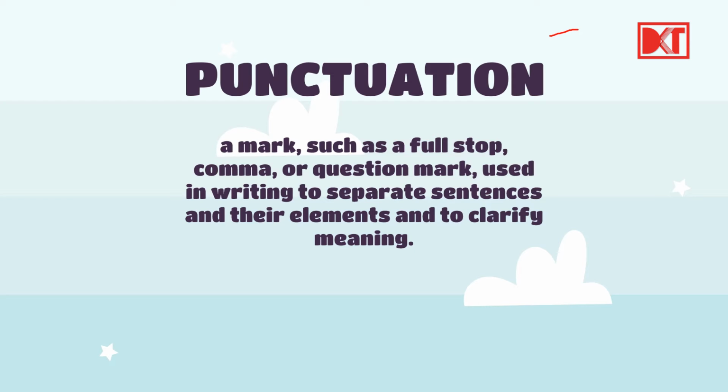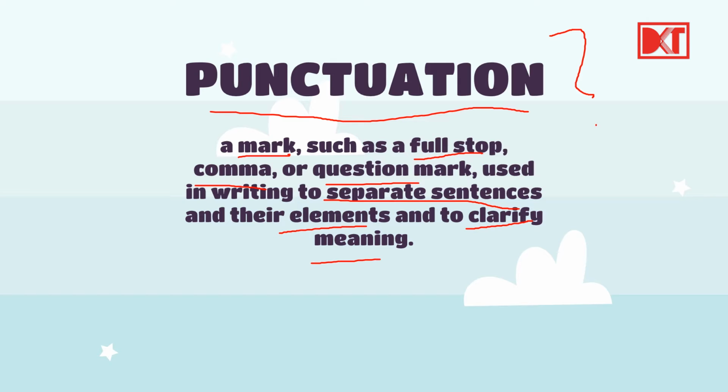Alright, so first we will understand what punctuation really is, its meaning. Punctuation refers to a mark such as full stop, comma or a question mark used in writing to separate sentences and their elements and to clarify the meaning. So what is punctuation? Punctuation refers to a mark. And what are the examples of such marks? Like full stops, like commas, like question marks.